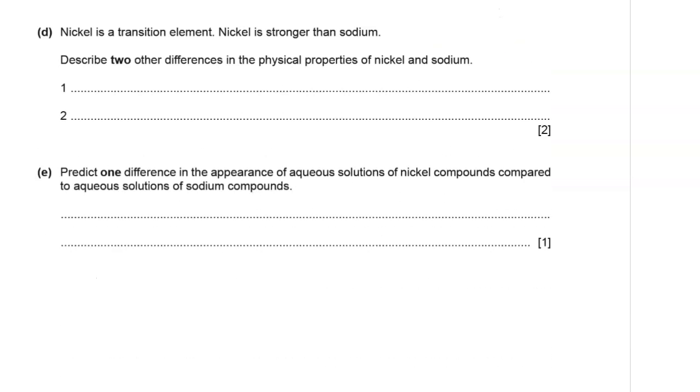Okay. Part D. Nickel is a transition metal. Nickel is stronger than sodium. Describe 2 other differences in physical properties of nickel and sodium. Of course, transition metals have got higher densities than group 1 metals, where sodium is located. So nickel has a higher density than sodium.